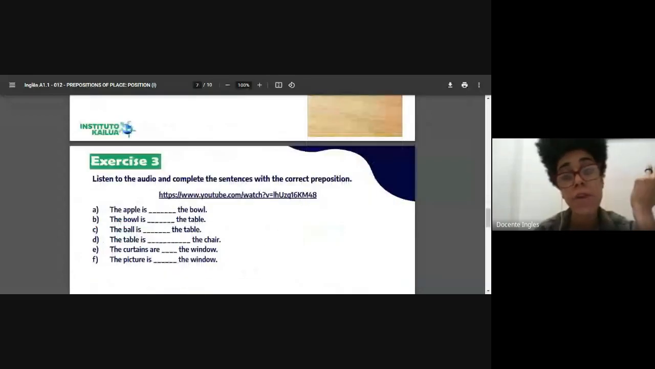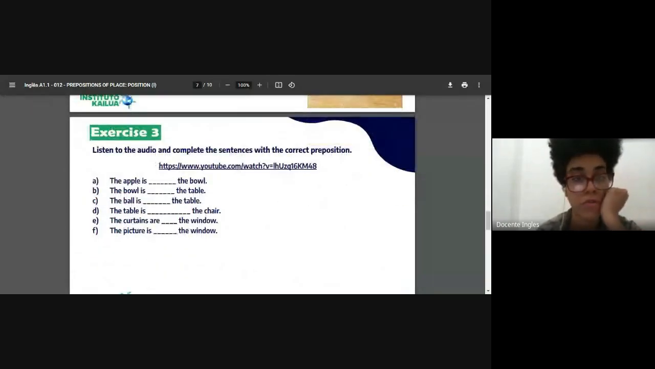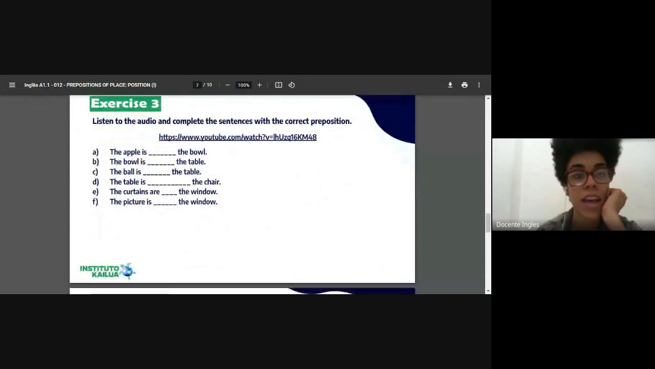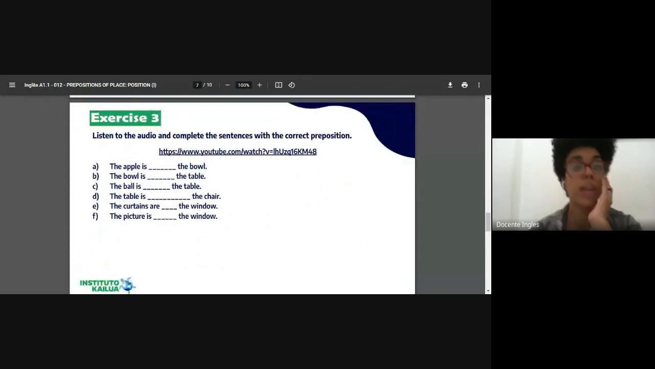So now we have exercise number 3. Listen to the audio and complete the sentences with the correct preposition. So before you listen to the audio, let's pay attention to the sentences because it's going to be easier for you to find the correct preposition inside the text. All right? So let's do it.